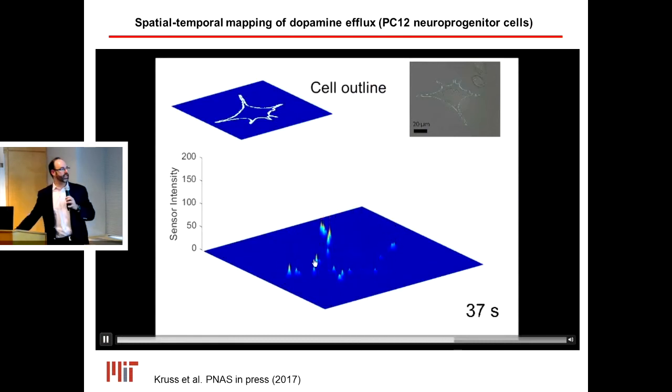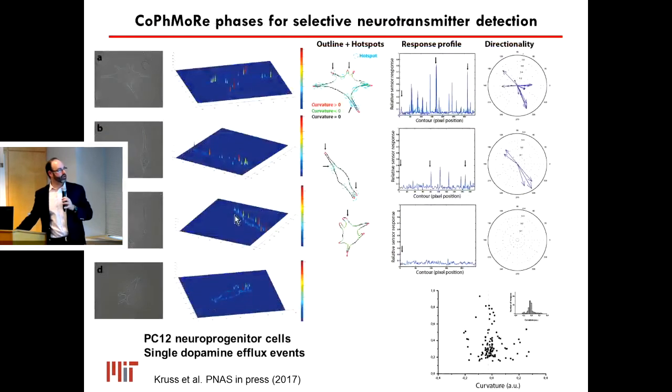You can see in space and time where dopamine is being released around this cell, and where the maxima are. And so in our paper we did this for a large number of cells. You see these hot spots at maximum. This is where the maximum dopamine release is.